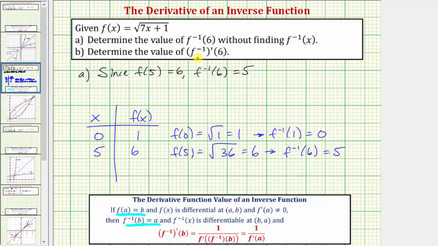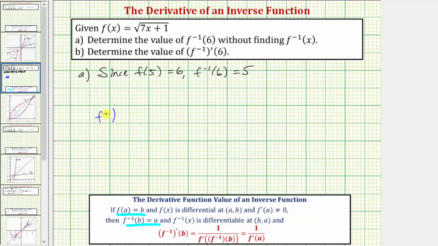And now for part B, to find the value of the derivative of f inverse at x equals 6, we use the formula here. So the derivative of f inverse at x equals 6 is equal to 1 over f prime of f inverse of 6, which is also equal to just 1 over f prime of, we now know f inverse of 6 equals 5, which means the derivative of f inverse at x equals 6 equals the reciprocal of f prime of 5. Before we find this value, let's look at this graphically.